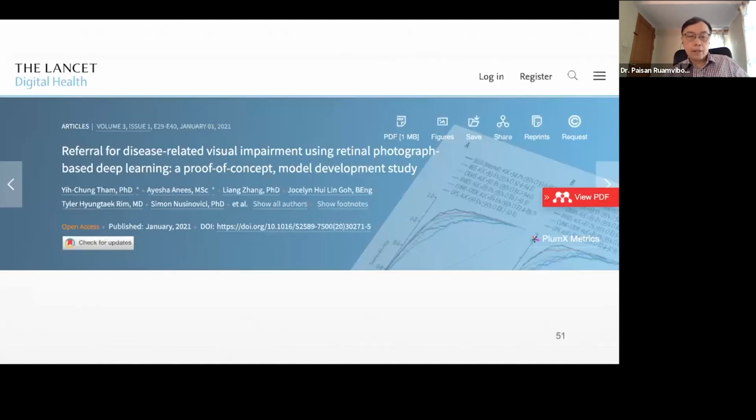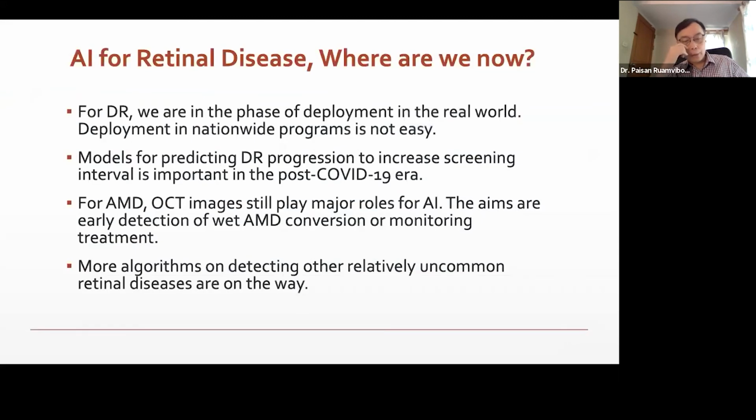And here's the last one. They used retinal photographs to detect visual impairment for referral, which is quite interesting because you may not use visual acuity, but only use retinal photography to determine visual impairment. Well, I think there's no need for a lot of proof in the future. However, well, this is a summary.